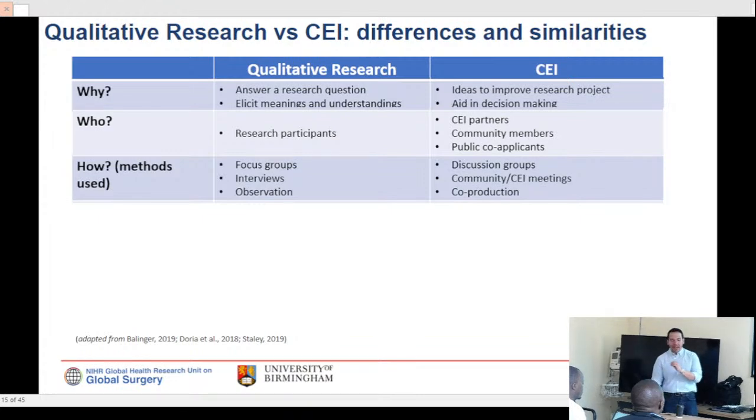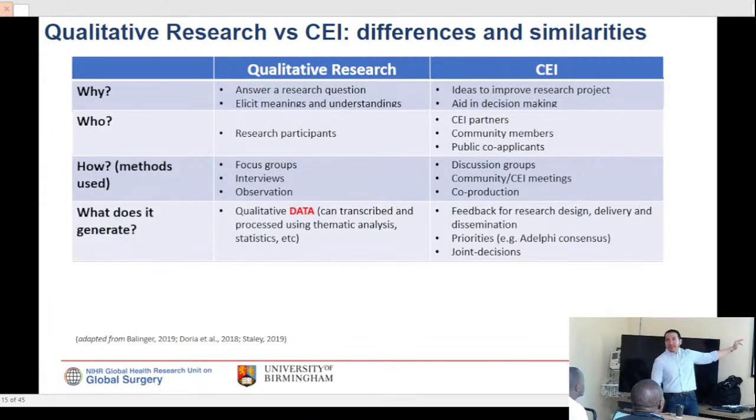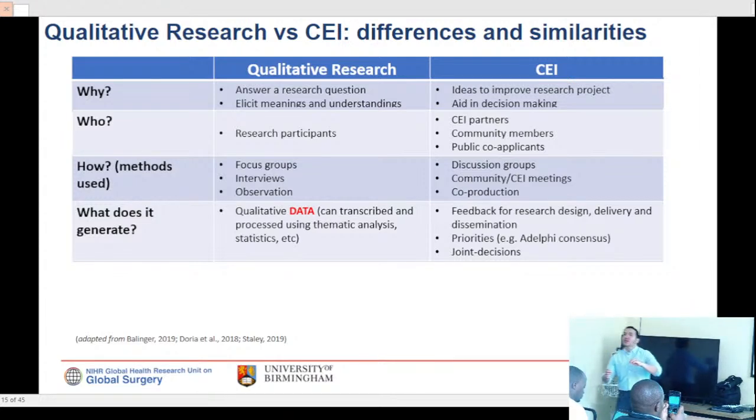This is quite important. Qualitative research results in data that you can publish. Some people think CEI is not that important because it doesn't generate data that you can publish. It doesn't generate data, but it can generate feedback to the trial. Secondly, there is actually a subgroup of journals focused on CEI, and I have a list which I can email to Emmanuel to share. There are journals that specialize in CEI, so you can publish your CEI in those journals.